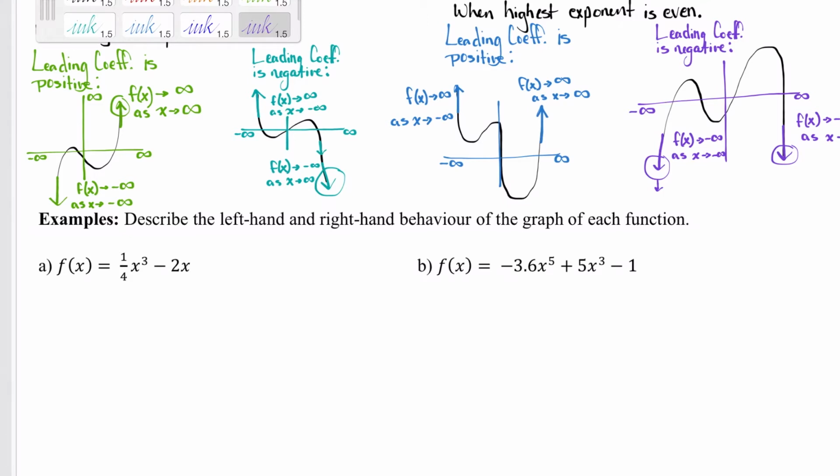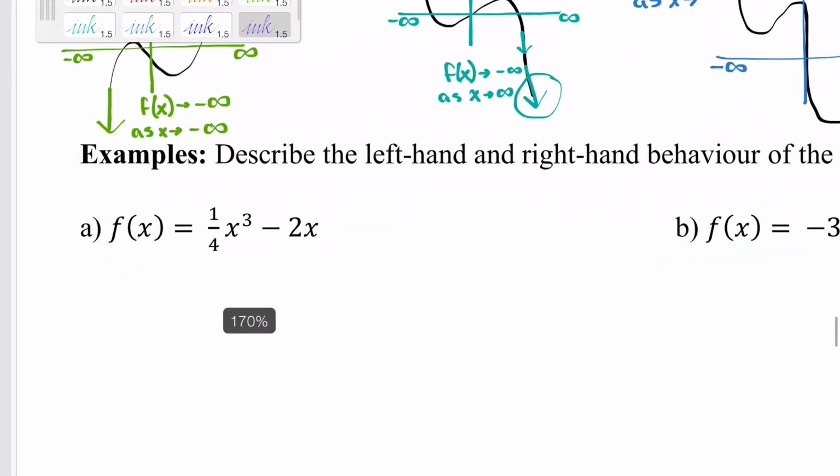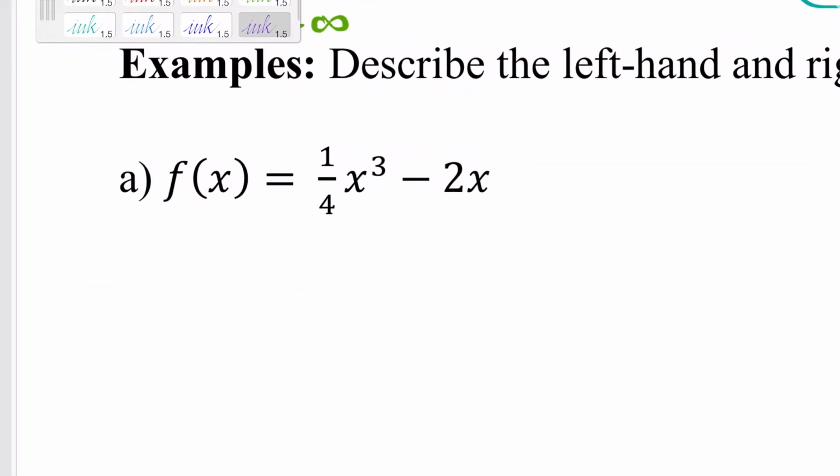So we're trying to figure out, as we're going one direction on the x, what's happening with the y value. First thing I like to look at is the highest exponent. In this case, I have a 3, so I know that my exponent is odd. So if my exponent is odd, I know that the left and right-handed behavior is going to be going in opposite directions. So it's either going to be going up to down or down to up.